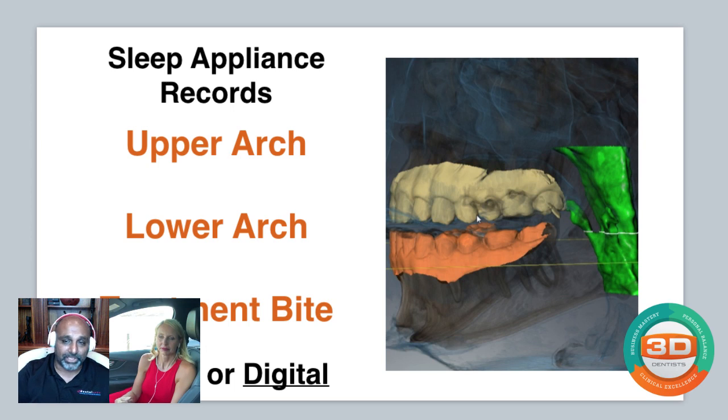There are details that go into each step. You can do this without technology. You can do this with technology. You can do it with alginate, polyhydrocolloid, rubber base, or polyvinyl. You can do it with digital impression, whether you're on the CEREC side, the 3Shape side, the iTero side, whatever side you're on, this works, okay?